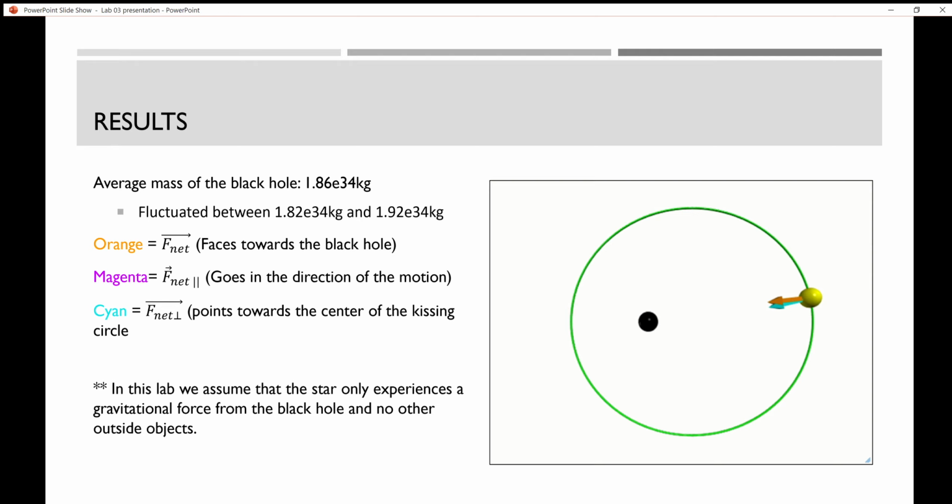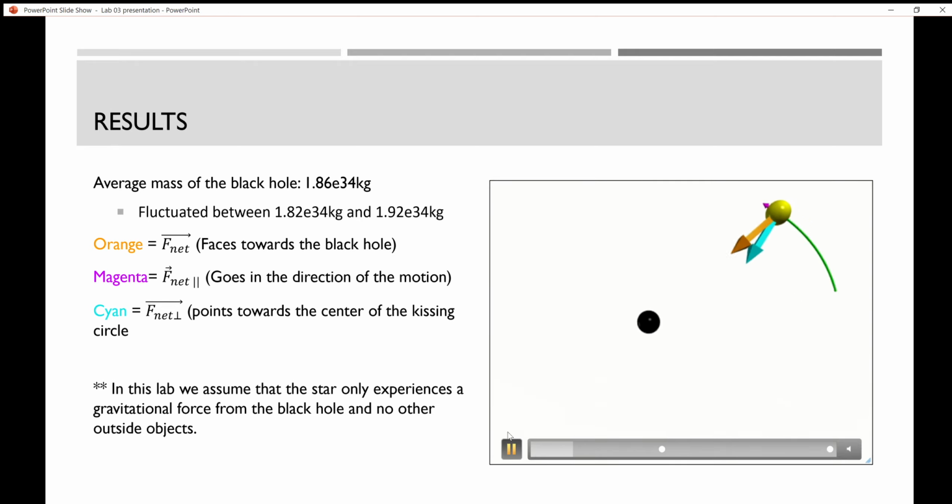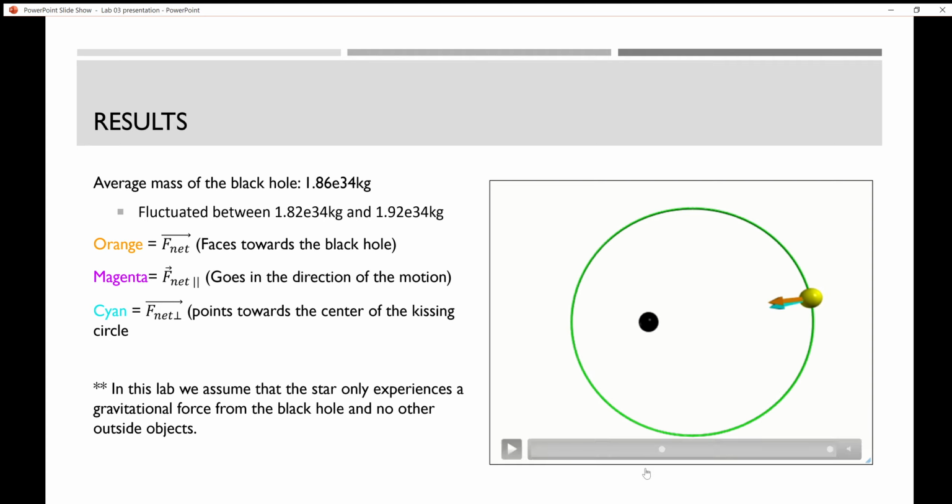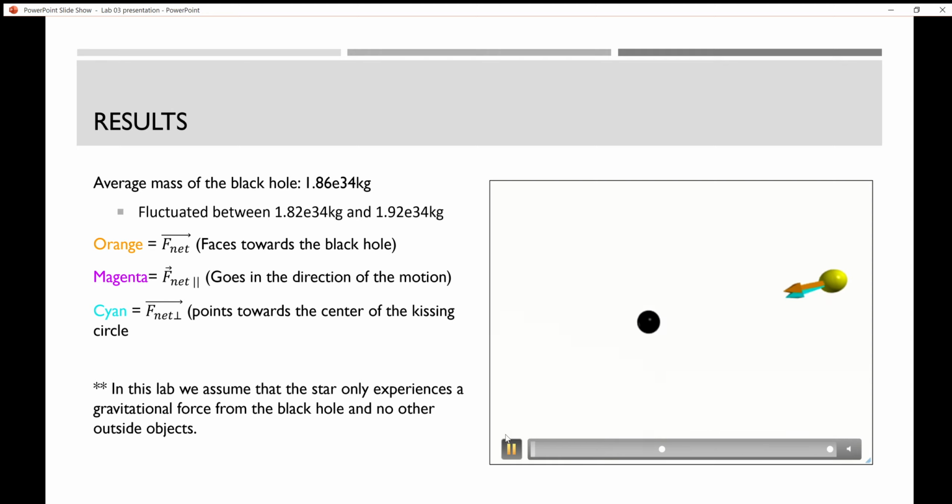So after running the code, these were my results. The average mass of the black hole was 1.86 times 10 to the 34th power, and it fluctuated between 1.8 and 1.9 times 10 to the 34th power kilograms. This shows us that the model is flawed overall, since the mass does fluctuate.